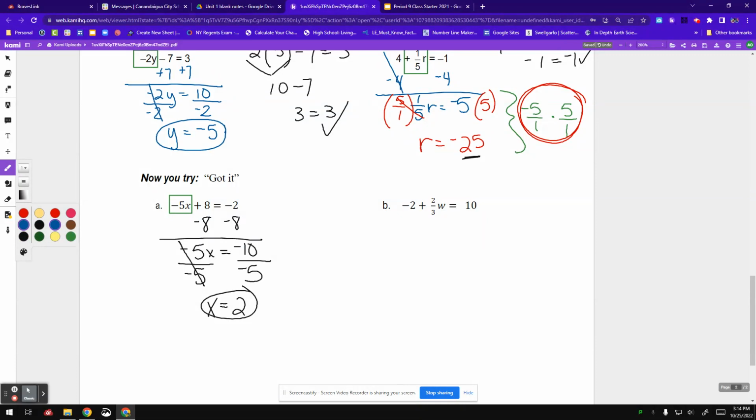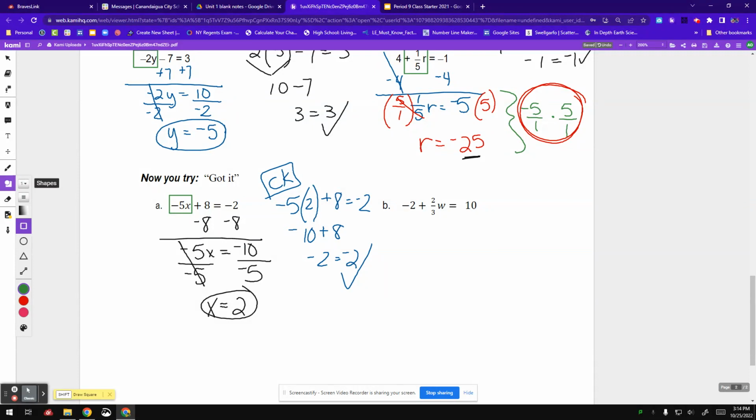I'm going to do my check in blue this time because it didn't change. All right, I'm going to recopy, but I'm going to do negative 5 times 2. When I'm replacing my variable, I always replace it with parentheses. Plus 8 equals negative 2. This is negative 8. Negative 10 plus 8 is negative 2, so that does check. I hope yours checked.